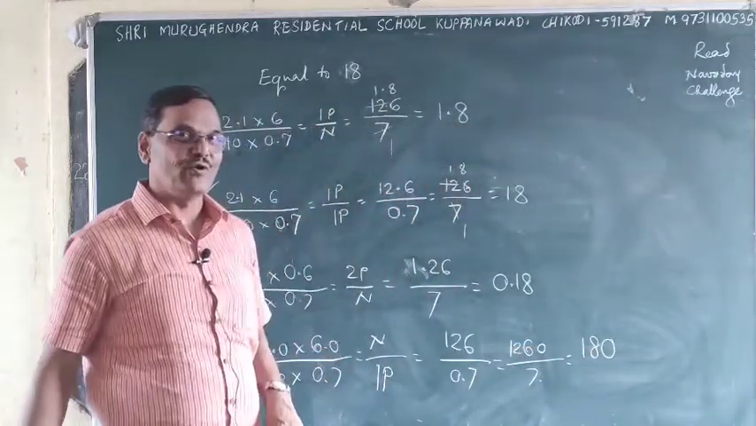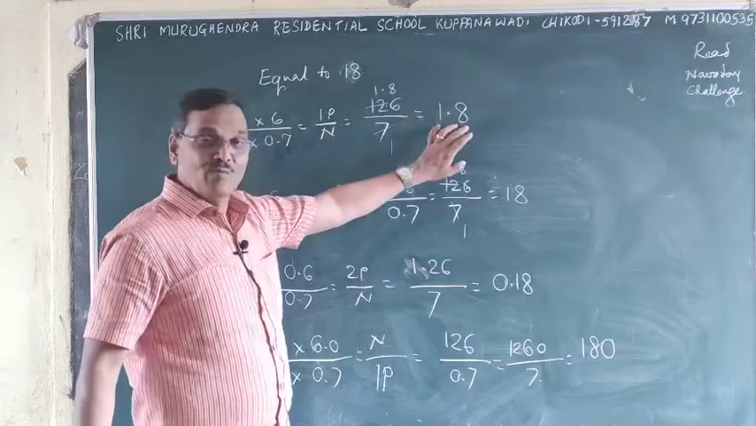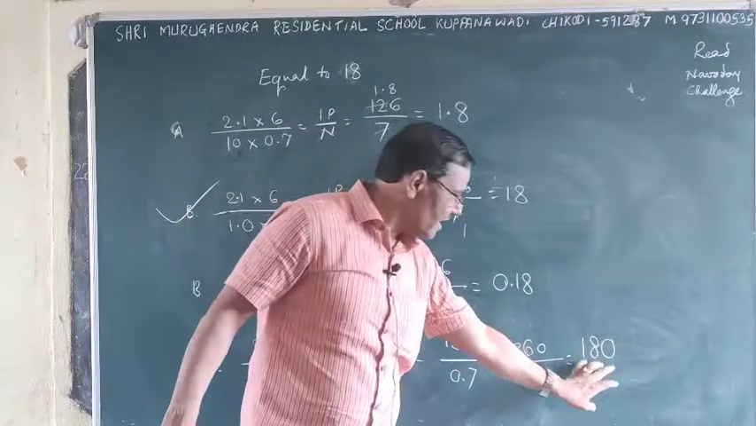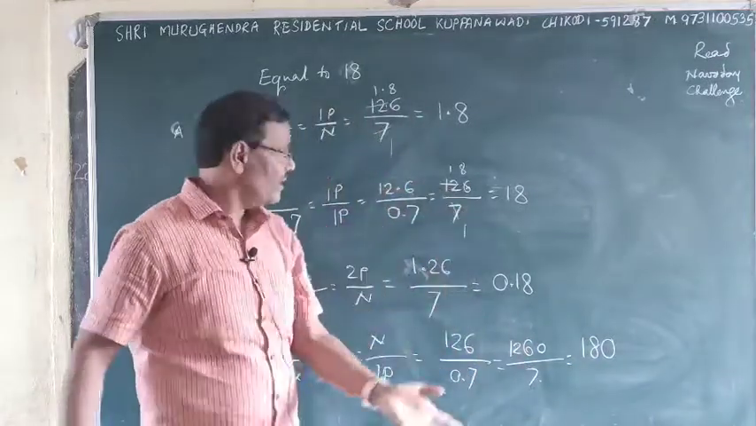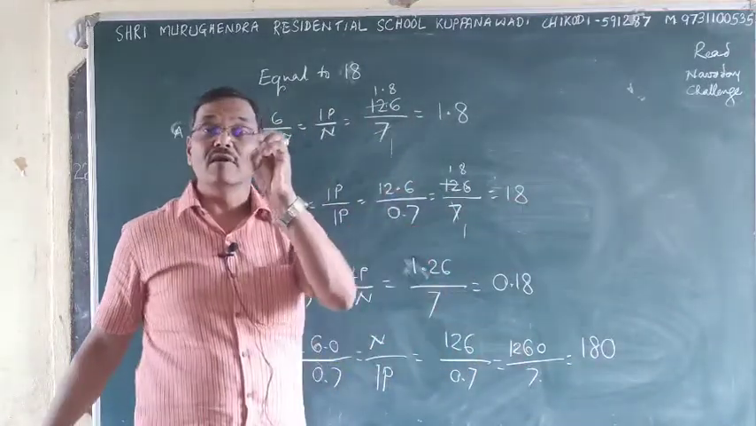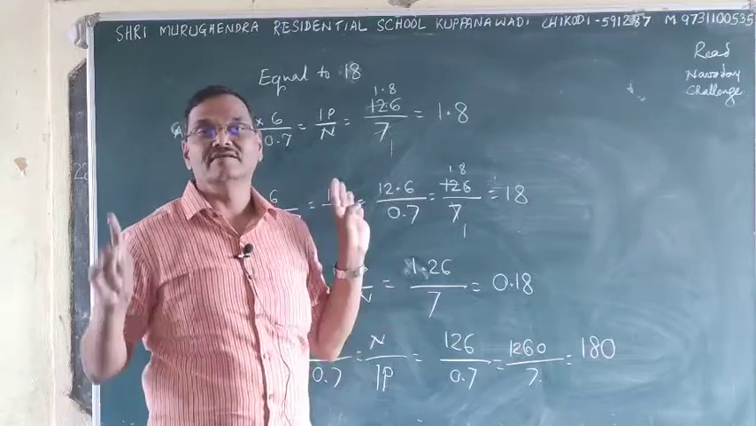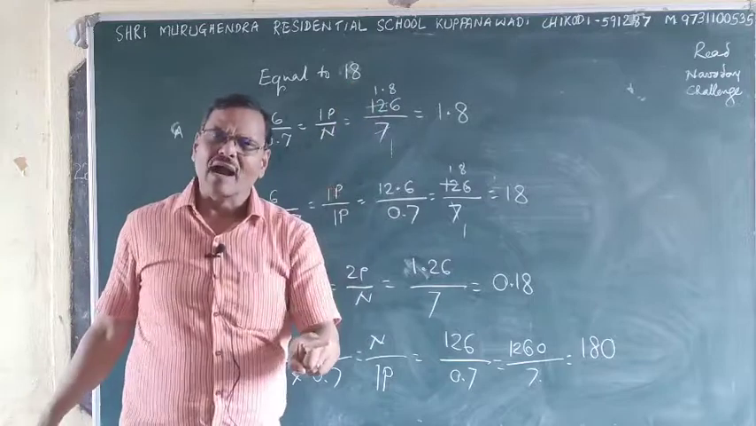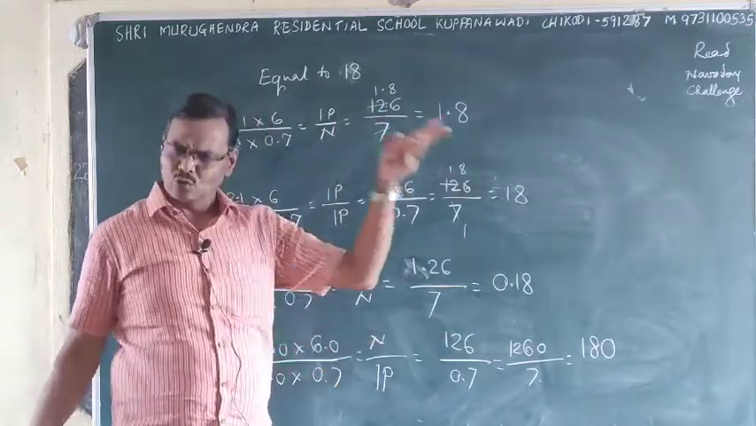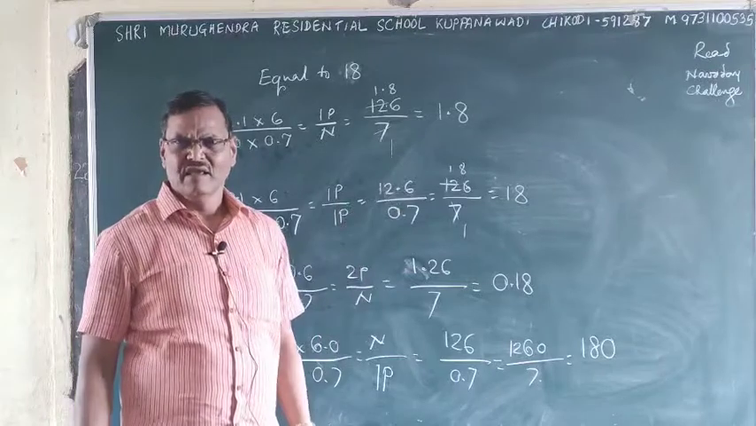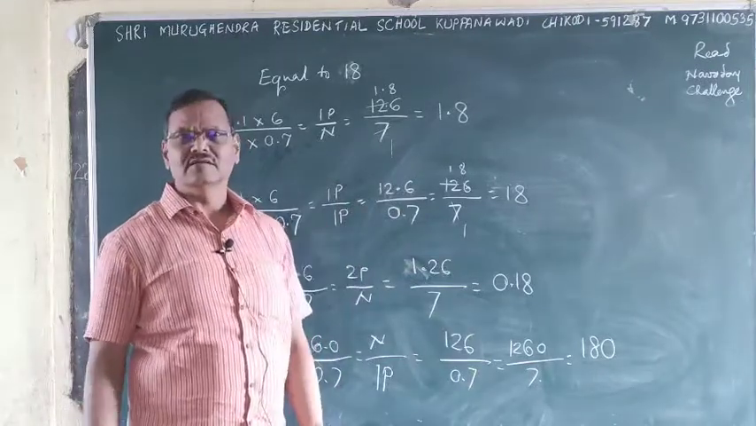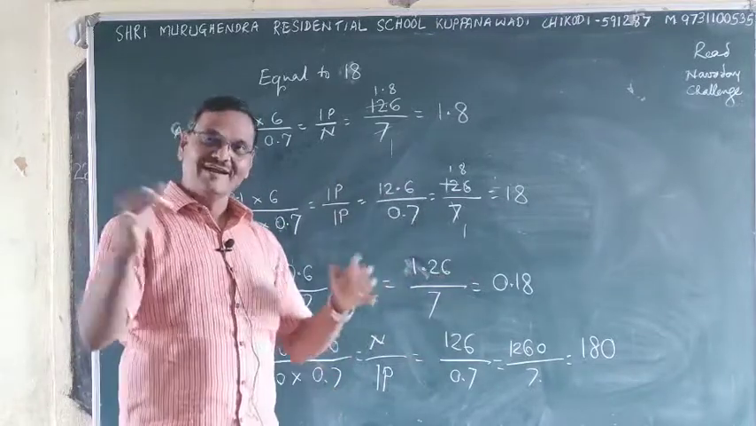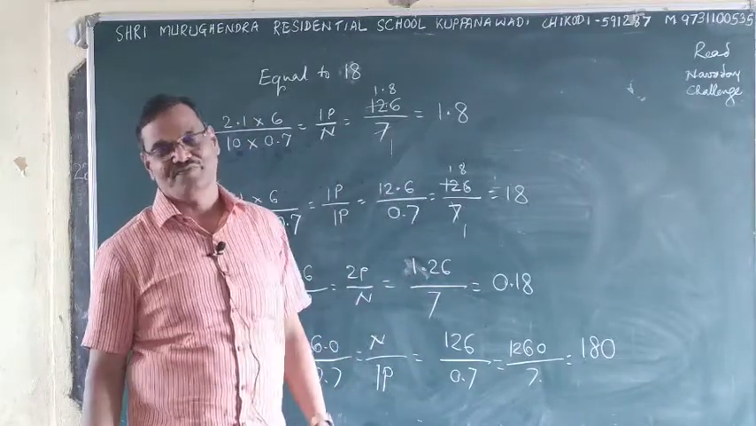See, I told you before only. 1.8 it may, 0.18 it may, or else 18 it may, 1800 it may. Where the 18 comes, there it is your answer. It may be asked equal to 1, equal to 2, equal to 3, whichever may. Equal to 0.5 they may ask. Whatever, you have to treat it as 5. Then how it comes, likewise you can go.